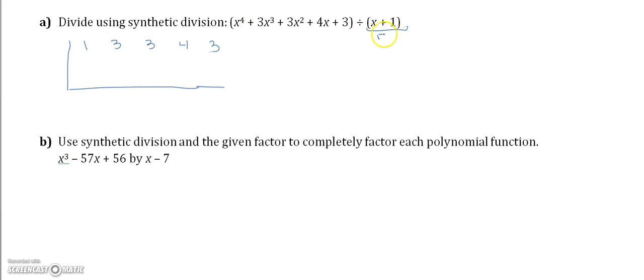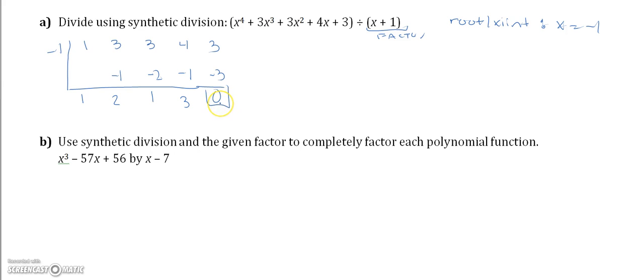This here, x plus 1, is my factor, and my root, or my x-intercept, or my solution, is going to be x equals negative 1. And it's the negative 1 that goes on the outside. So I'm going to do a negative 1, and I bring down my 1. I'm going to multiply to get negative 1, add straight down, multiply 2 times negative 1, which is negative 2, add straight down, multiply 1 times negative 1, which is negative 1, add straight down, multiply 3 times negative 1, which is negative 3, add straight down, you get a 0.